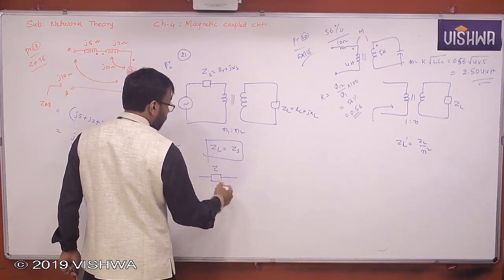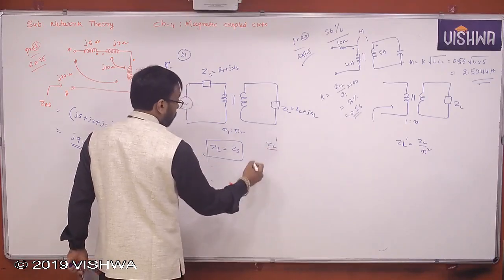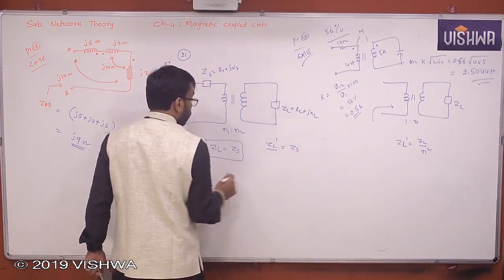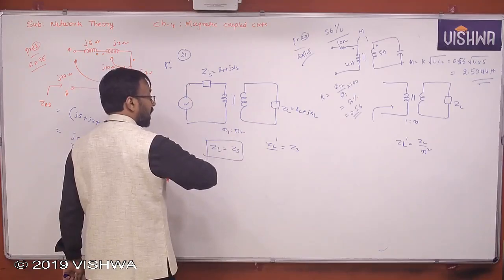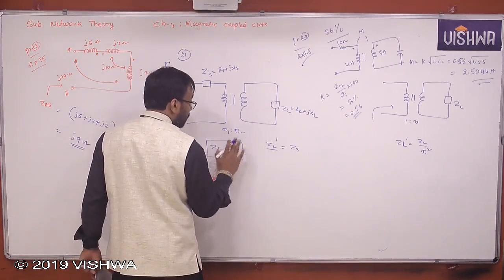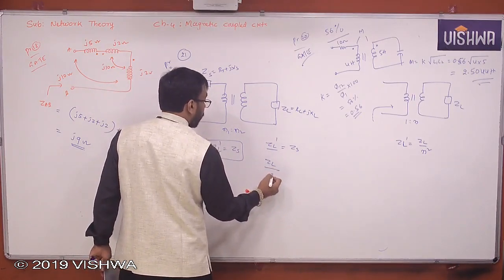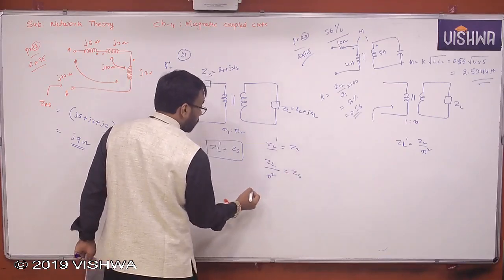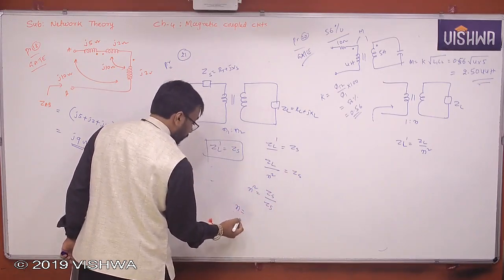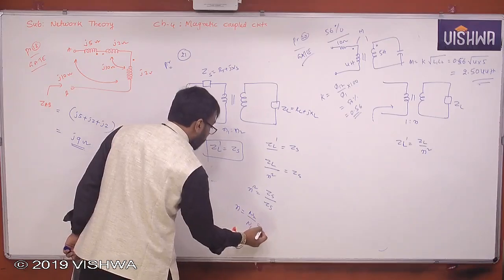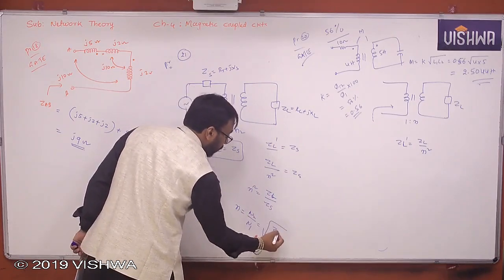So obviously you know that ZL dash must be equal to ZS. When you transform that secondary into primary, then you will get ZL dash equal to ZS. Understand? So what is ZL dash? ZL dash is nothing but ZL by N square. That is nothing but ZS. So N square is ZL by ZS. What is N? Turn ratio it is, right? N2 by N1 is nothing but root ZL by ZS.